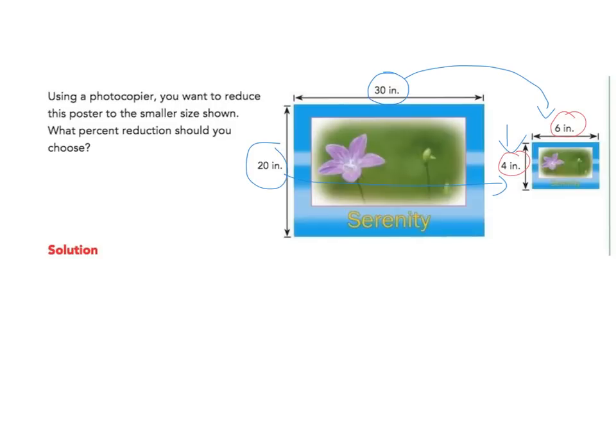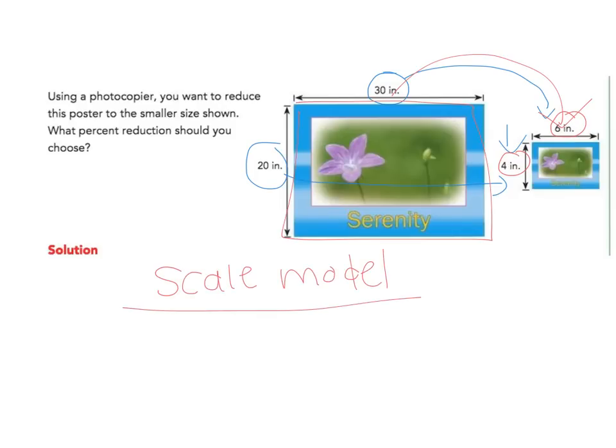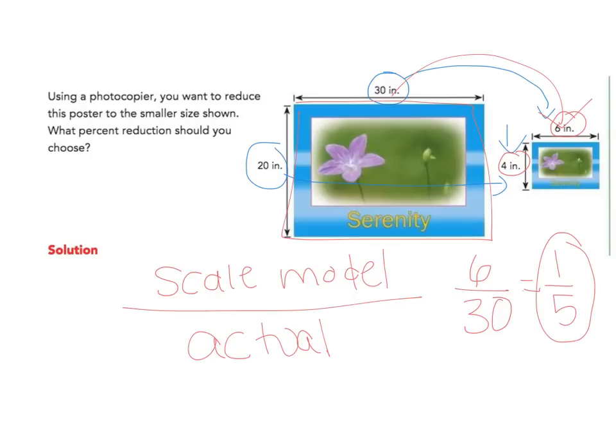But the problem is we're going from this bigger one to the smaller one, okay? So when we're doing scale factor, your scale model needs to be divided by the actual. So in this one, we're actually putting the 6 over the 30, and when we divide those, I end up with 1/5. So my scale factor is 1/5. If I take 30 and I multiply it by 1/5, I get 6, which is what I want.